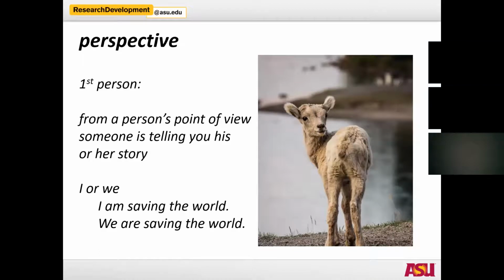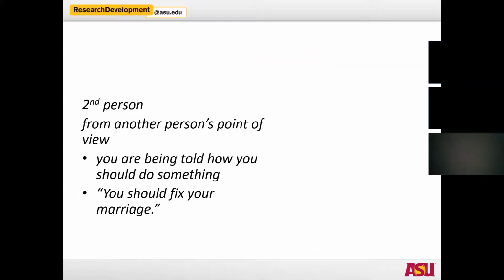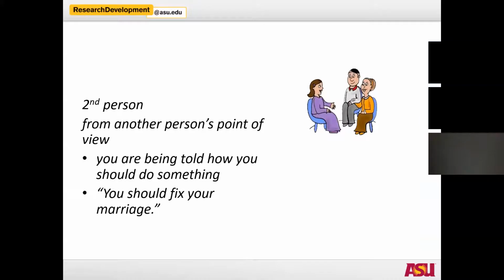Perspective. That's really important because you want the point of view that is right for what you're writing. So if you're writing from a first person perspective, that's I. So I or we are saving the world. I am saving the world. We are saving the world. Second person is another person's point of view, and that would be you're being told how to do something. So you should fix your marriage. That's your counselor telling you you should fix your marriage.